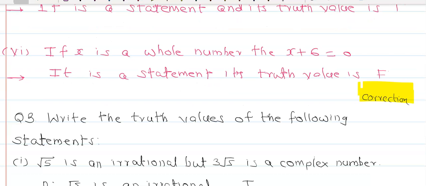Next is, if x is a whole number, then x plus 6 is equal to 0. It's a statement, but its truth value is F. Because if x plus 6 is equal to 0, then x is equal to minus 6, and minus 6 is not a whole number. The whole numbers are 0, 1, 2, 3, up to infinity. Therefore, the answer is F. This is the correction to the answer given in the textbook.